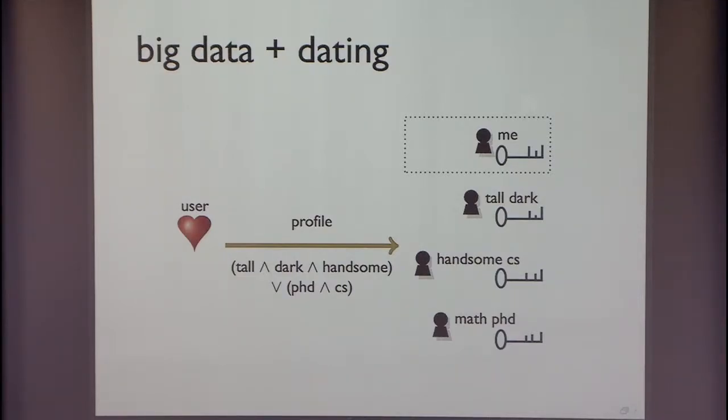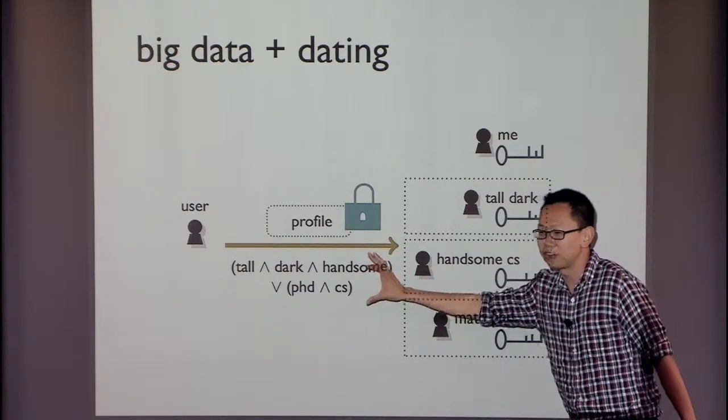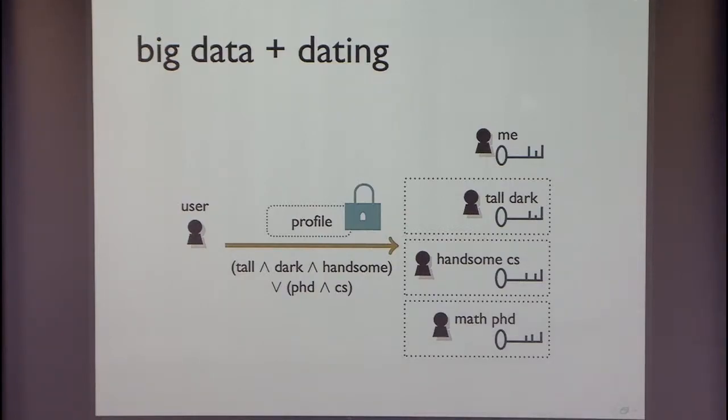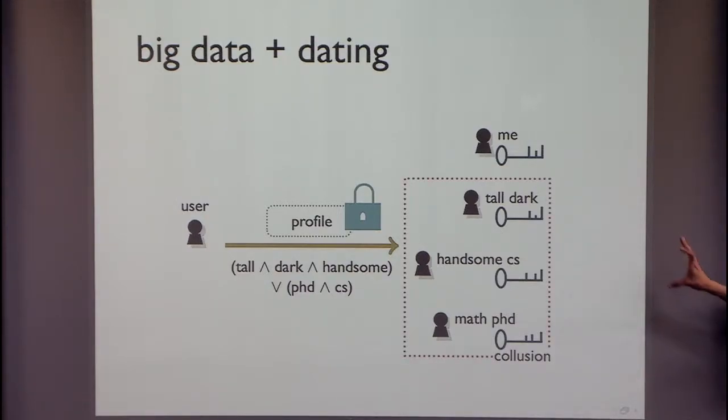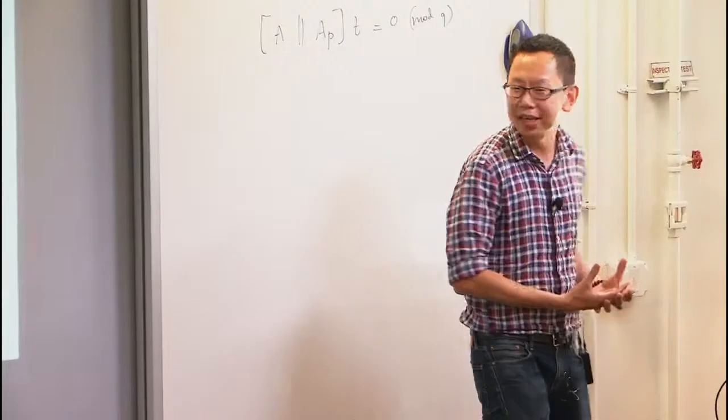But then, the people who do not satisfy this policy over here should not be able to decrypt the profile. Right, this is what ABE says. Moreover, ABE guarantees security against collusion. So even if all these people come together, you have a collusion, they still cannot learn anything about the profile. Right? So this is where the story of ABE ends.